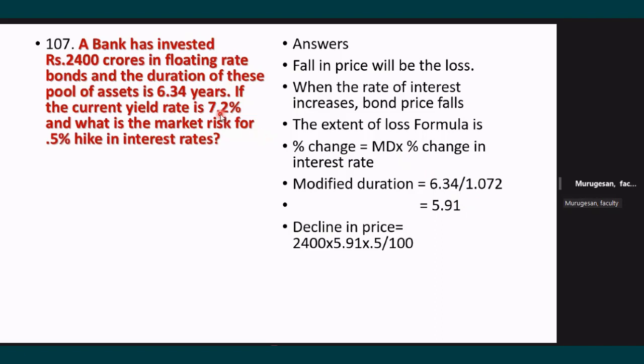1 plus R is 1.072. The 7.2 you have to convert to decimal. So 6.34, the duration, divided by 1.072. Then modified duration will be 5.91. You apply that. So the decline in price will be, now interest rates are hiking, so bond price will come down. Simply apply MD, which is 5.91.